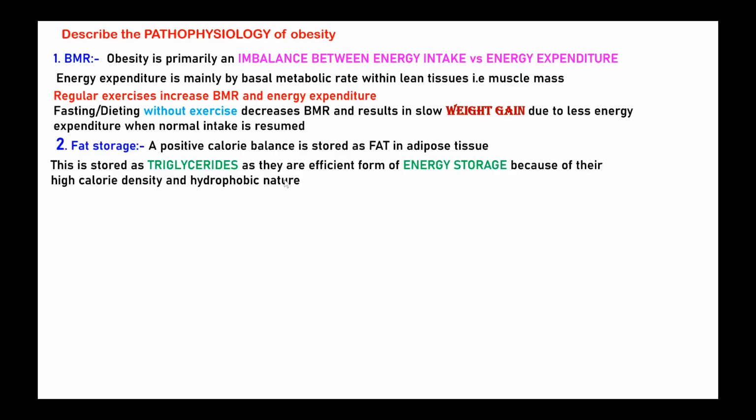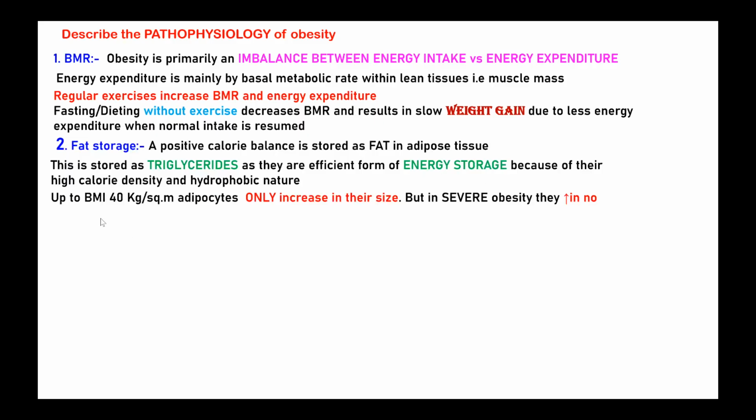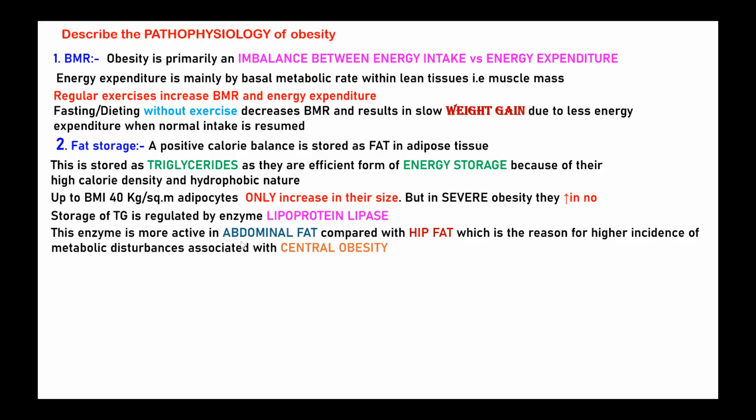They are stored as triglycerides, as they are an efficient form of energy storage because of their high calorie density. Up to BMI 40, adipocytes only increase in size, but in severe obesity, they may increase in number also. The storage of triglycerides is regulated by the enzyme lipoprotein lipase. This enzyme is more active in abdominal fat compared to hip fat. This is the reason why a higher incidence of metabolic disturbances is associated with central obesity.